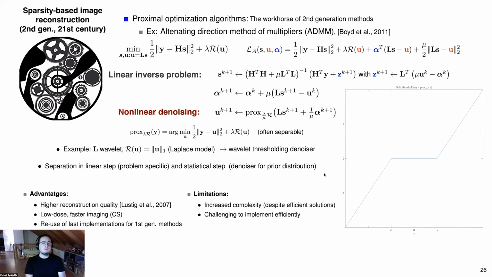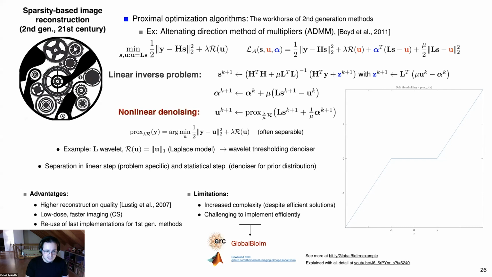And then that we can reuse the fast implementations of first generation methods in the linear inverse problem inside the ADMM approach. The limitations, of course, are an increased complexity because each iteration includes a linear inverse problem, and that they are challenging to implement efficiently because they rely on this huge setup of efficient first generation methods, efficient implementation of these complicated proximal optimization algorithms.